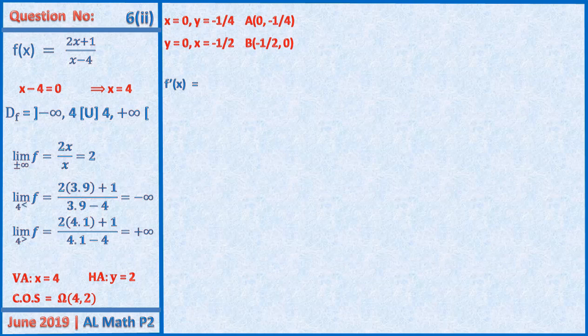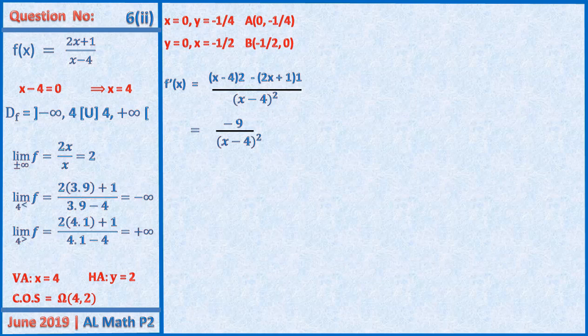We can now look for the gradient function f prime of x. So in this case, we have bottom constant, differentiate the top: x minus 4, differentiate top, you have 2, minus top constant 2x plus 1, differentiate bottom, you have 1, all that on bottom squared, all that on x minus 4 squared. When we simplify, we have minus 9 all over x minus 4 squared.